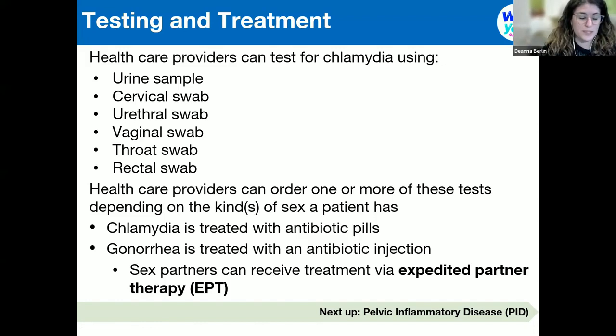because we want people to come into the clinic. We want people to get their full panel and full examination, but this is one thing that can happen and can be used for trying to treat partners that are unable to come to the clinic.